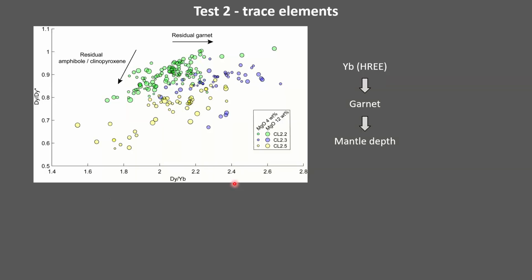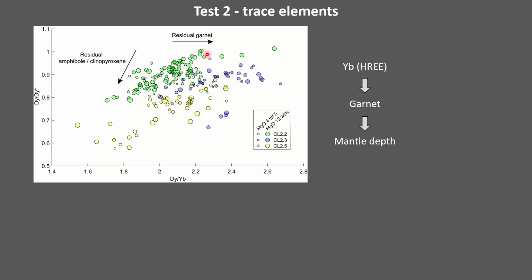But let's take a closer look at these three groups, and we do it with this graph here, where we wanted to evaluate the presence of some minerals in the mantle source that can give us information about the mantle source itself. For example, dysprosium over ytterbium, which is a proxy of the depth of melting, and this is because ytterbium, which is a heavy rare earth element, is highly compatible in the garnet, which is stable in the deeper portion of the mantle.